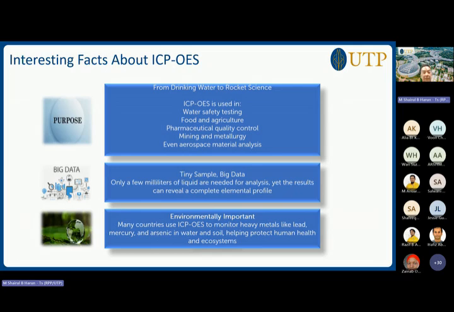Okay. And even also material analysis, and then for the big data, it's a tiny sample, only a few milliliters of liquid are needed for analysis. Yet the result can reveal a complete elemental profile. For the environmentally important, many countries use ICP-OES to monitor heavy metals like lead, mercury, and arsenic in water and soil, helping protect human health and also the ecosystem.